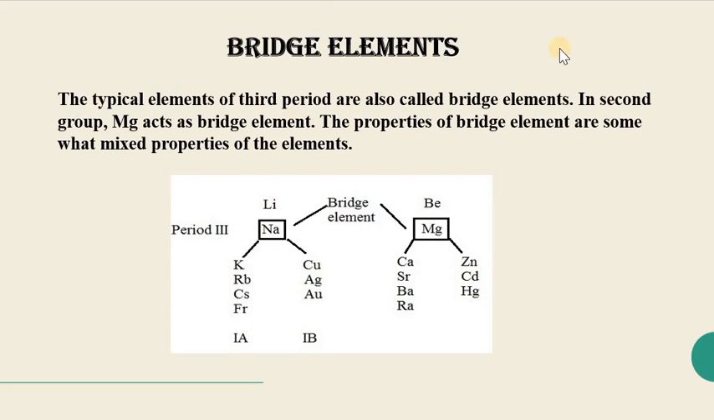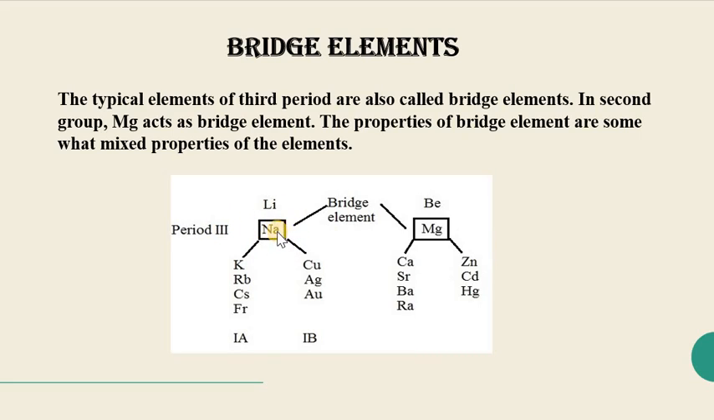Now next is the bridge elements. The typical elements of the third period are also called bridge elements. Why are these called bridge elements? Because the properties of these bridge elements are somewhat mixed properties of the other elements for which they act as a bridge. Like in period 3, sodium is there. Sodium is present in the third period, and bridge elements are present in the third period. So the first bridge element of the third period is sodium.